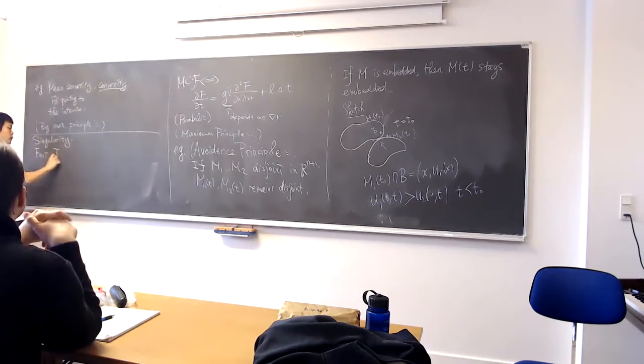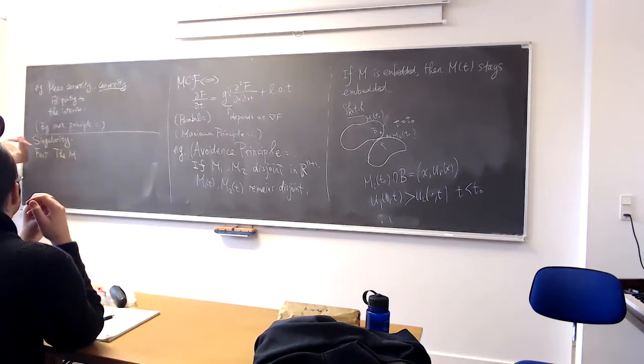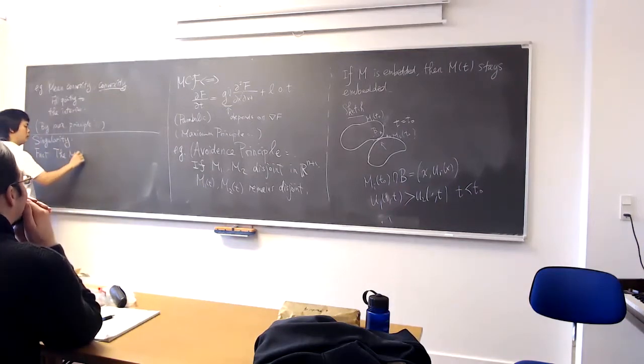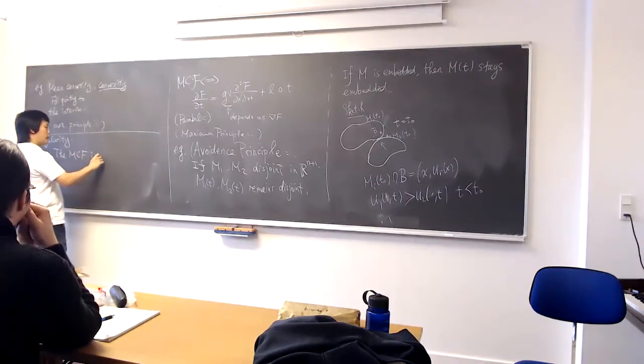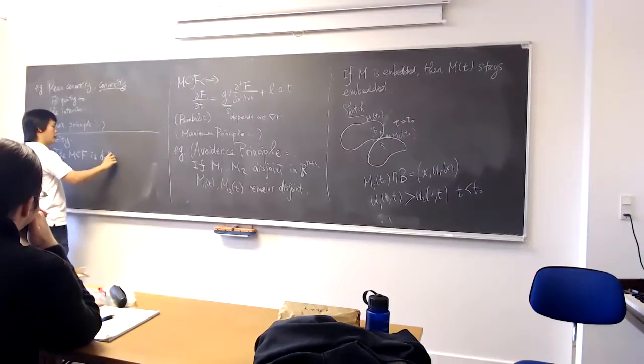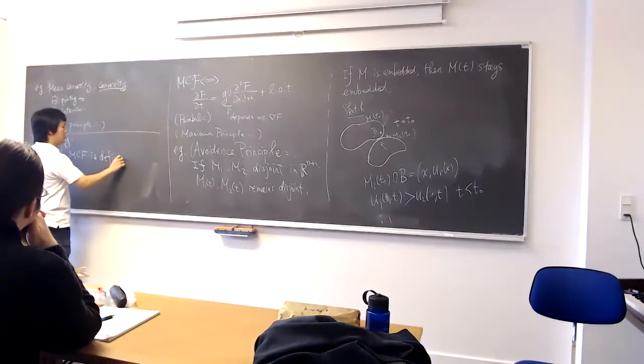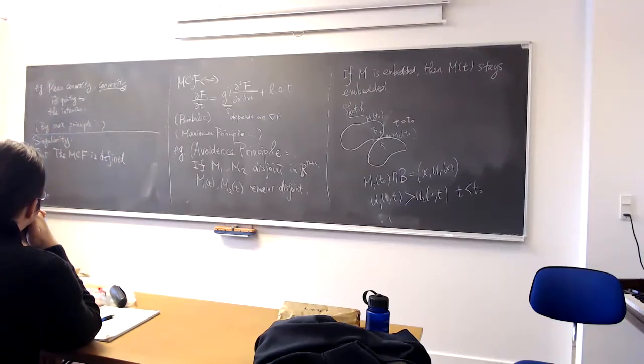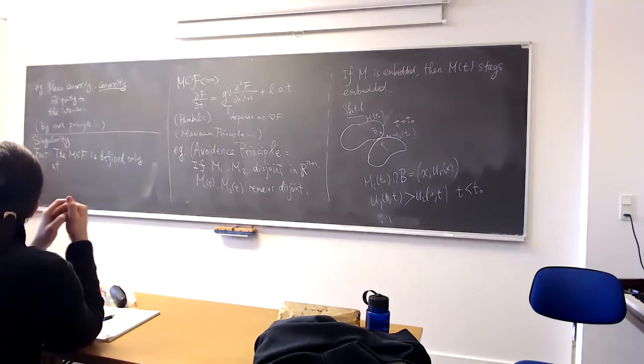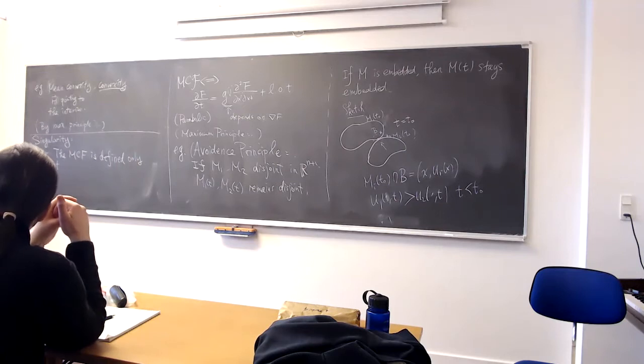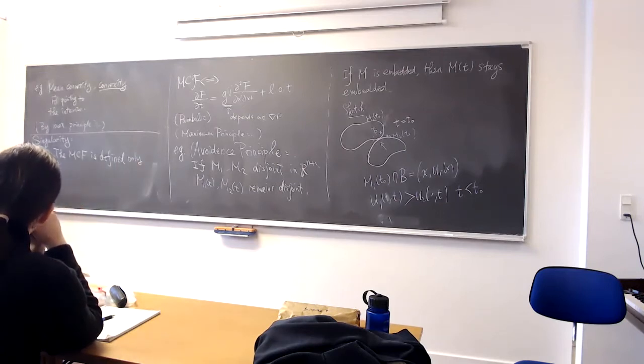So the mean curvature flow, if you start at a compact surface, is defined only at finite time. So you don't have a long time existence. You always have a short time existence, but you never have long time existence if your initial surface is compact.